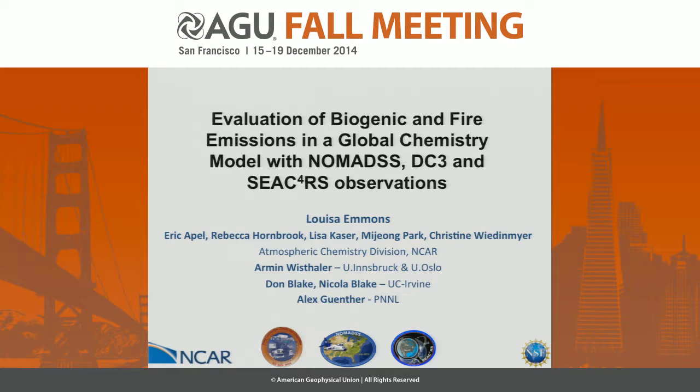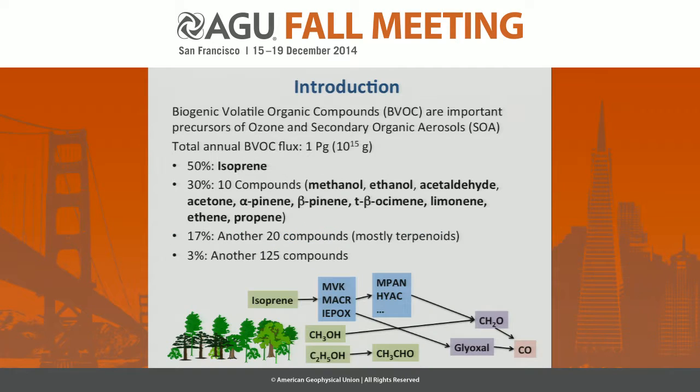I actually will not have time to talk about quite all of that, so I will be focusing on evaluating biogenic emissions and looking at the NOMADSS and SEAC4RS data. We've heard already quite a bit about isoprene, and I think everybody really understands the importance of biogenic emissions, but isoprene is really only half of the global emissions of biogenic VOCs. An additional 30% come from 10 compounds, which are highlighted there: methanol, ethanol, acetaldehyde, et cetera.